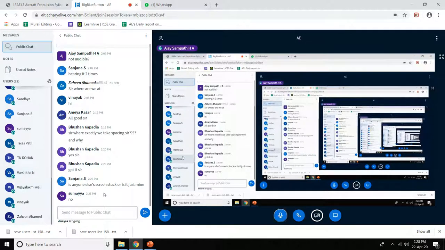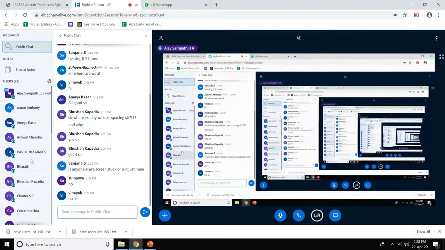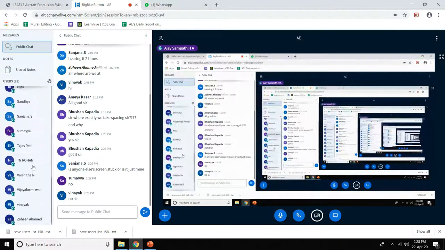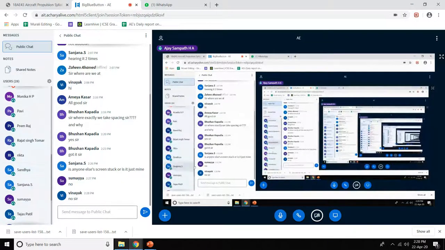Screen is stuck. Just try and refresh, Sanjana. But don't refresh on the same page. Refresh it on some other page. Let's see if you can come back.